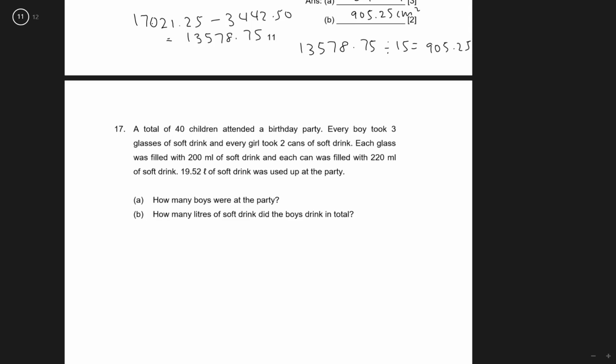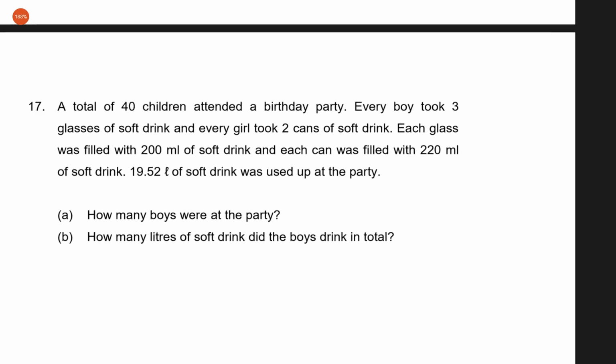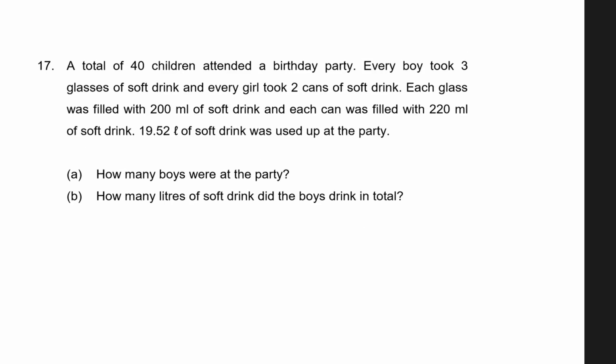Last two questions. Question 17. A total of 40 children attended a birthday party. Every boy took 3 glasses of soft drinks and every girl took 2 cans. So right now I know that there are 2 different things: I have boys and I have girls.